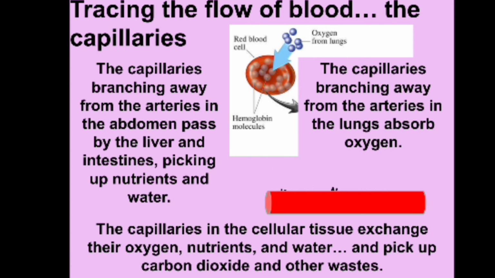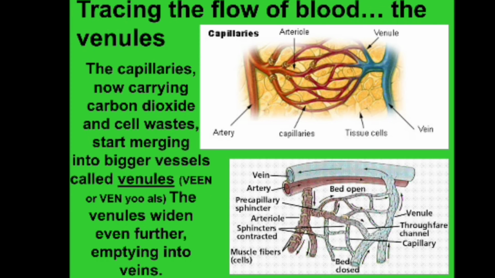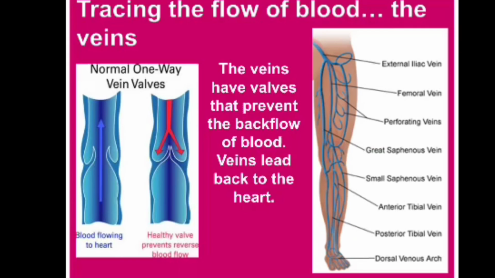Then, the capillaries branching away from the arteries in the abdomen pass by the liver and intestines, picking up nutrients and water. The capillaries in the cellular tissue exchange their oxygen, nutrients and water and pick up carbon dioxide and other wastes. The capillaries now carrying carbon dioxide and cell waste start merging into bigger vessels called venules. The venules widen even further, emptying into veins.